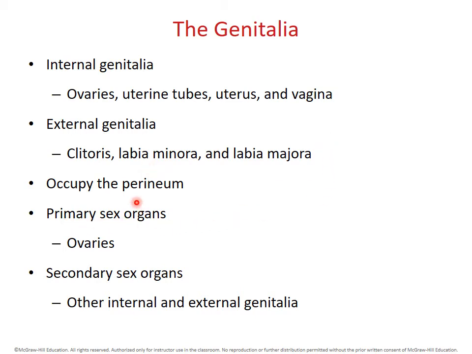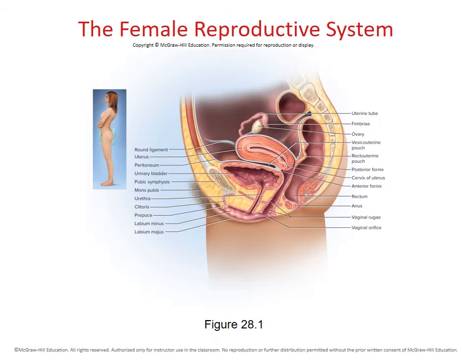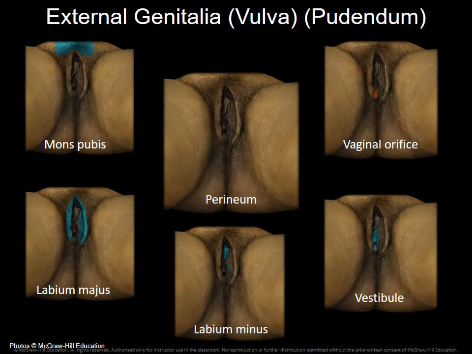So again, the primary sex organs are the ovaries that produce the gametes themselves, and then all the other organs that we'll talk about are referred to as secondary sex organs. And here we see a sagittal section through the female reproductive system. We will come back to this as we discuss various structures along the way. And here we see an external view of some of these structures, and again, each of these structures we will discuss in order as we go through this PowerPoint.